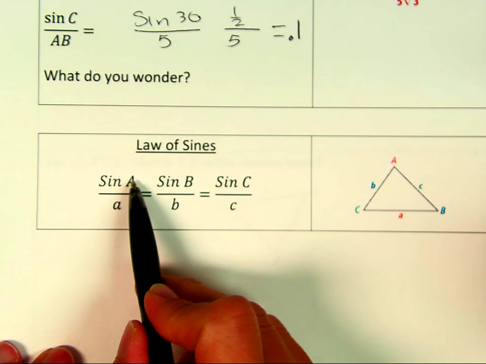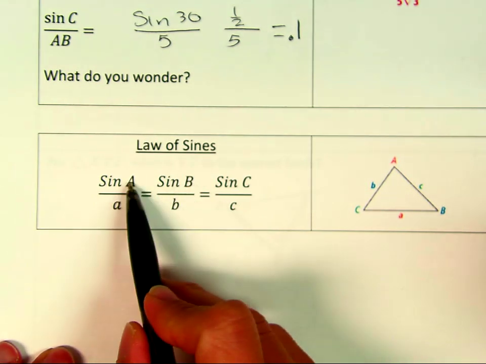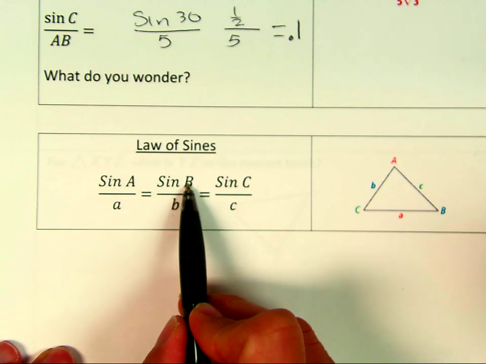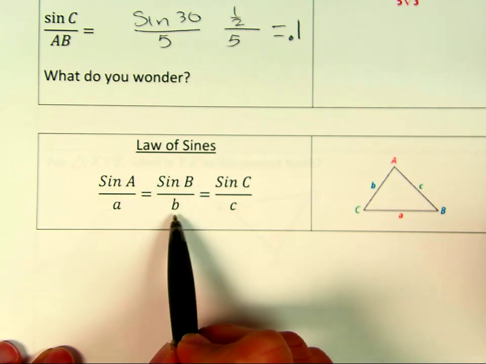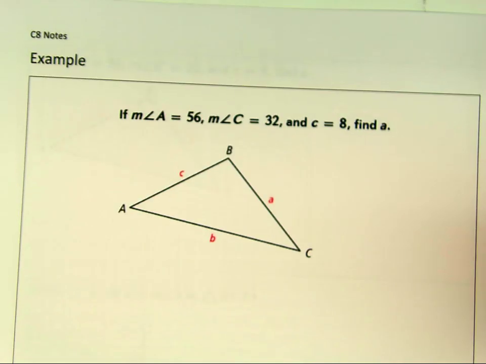So you're either going to get in the problem 2 angles and a side, or 2 sides and an angle. Sometimes they give you 2 angles and they don't give you both opposite sides, and that's because you can find the other angle, because we know that all angles add up to 180.